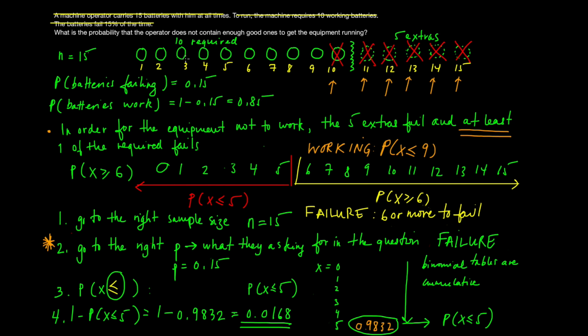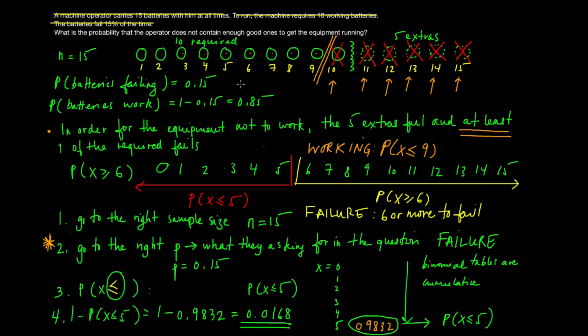Look up here, okay? These are our physical batteries. Remember, these are like the little drawings of our batteries. Now look at how it's a perfect complement. If 1, 2, 3, 4, 5, 6 or more fail for the equipment to not work, where do we draw the line? We draw the line right here. So that means that 1, 2, 3, 4, 5, 6, 7, 8, 9. 9 or less have to work in order for the equipment to fail, right?